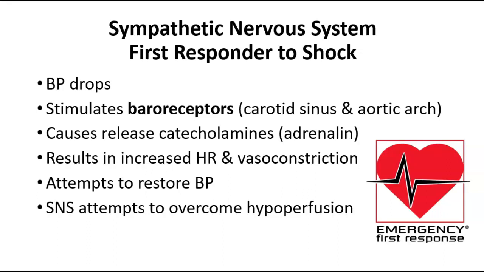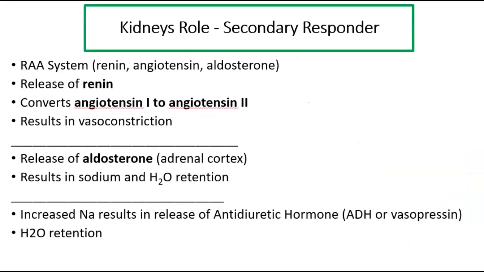The kidneys also have a role in shock. They're a secondary responder. They take a little bit longer. And this is a good time to go back and review your anatomy and physiology if you're just not sure what the RAS system was. So that's renin, angiotensin, and aldosterone. The kidneys are prompted to release renin, which converts angiotensin 1 to angiotensin 2. So remember, that's a very potent vasoconstrictor, which works on tone.